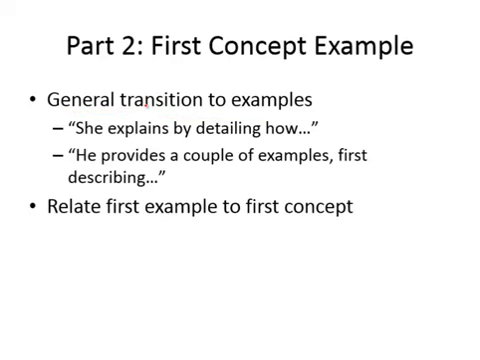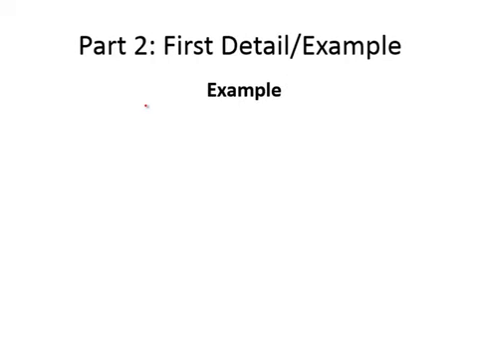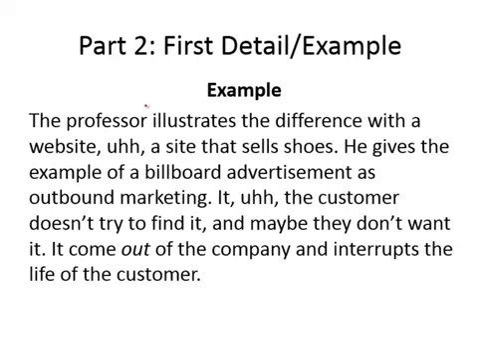Relate the first example to the first concept. So, in this case, my first example is outbound marketing. So here, this is an explanation of an example of outbound marketing. The professor illustrates the difference with a website, a site that sells shoes. He gives the example of a billboard advertisement as outbound marketing. The customer doesn't try to find it, and maybe they don't want it. It comes out of the company and interrupts the life of the customer.